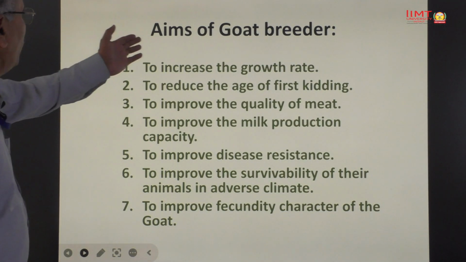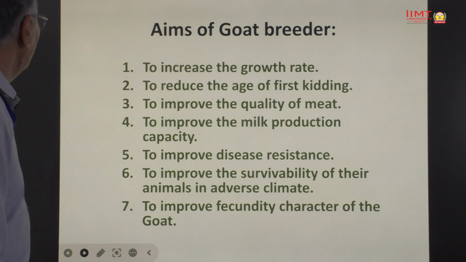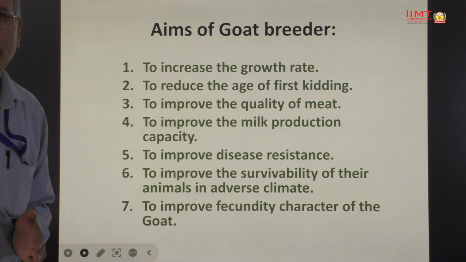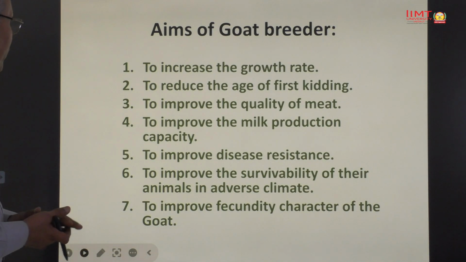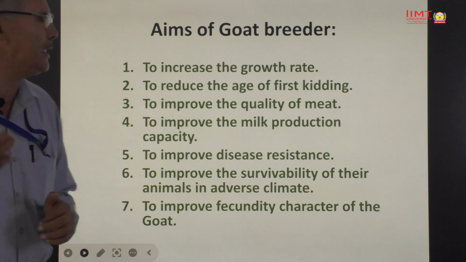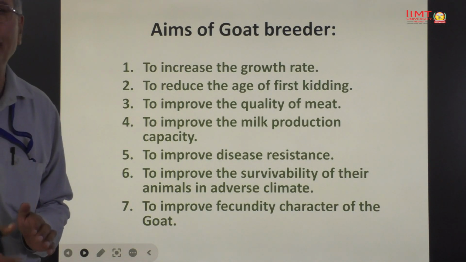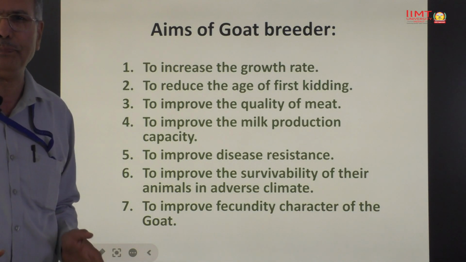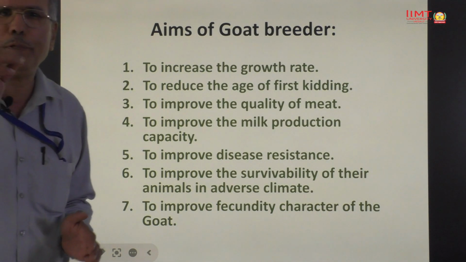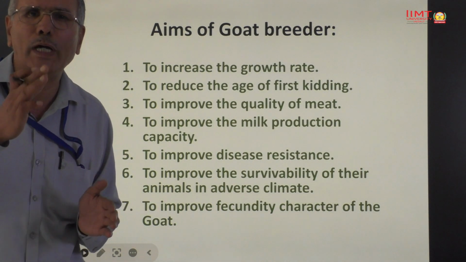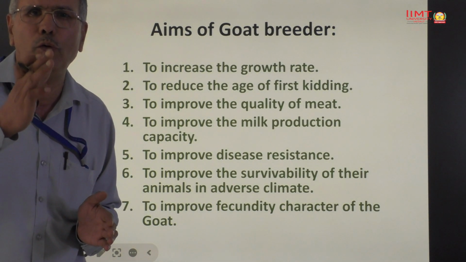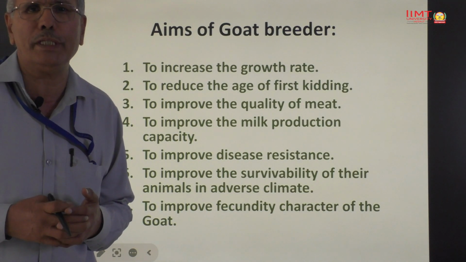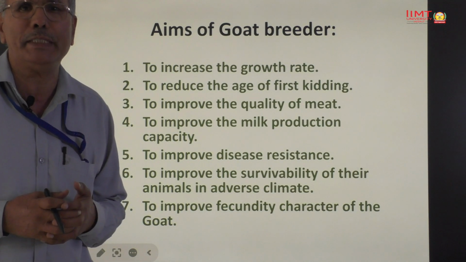What are the aims of goat breeder? The aim of goat breeder is to increase the growth rate of their animals. Number two, to reduce the age at first kidding of their goats. What do we mean by kidding? Act of giving birth to the offspring in case of goat is known as kidding, or act of parturition in goat is known as kidding.